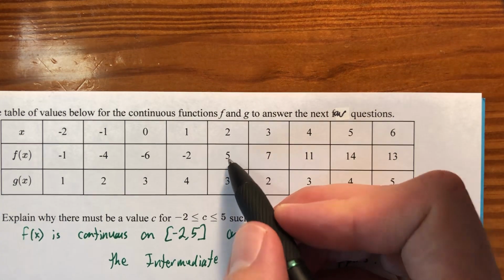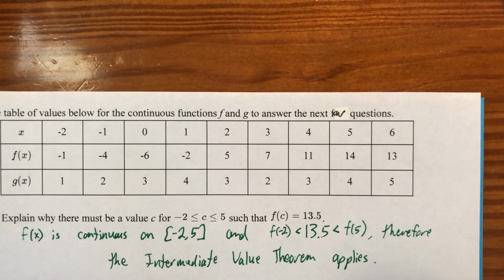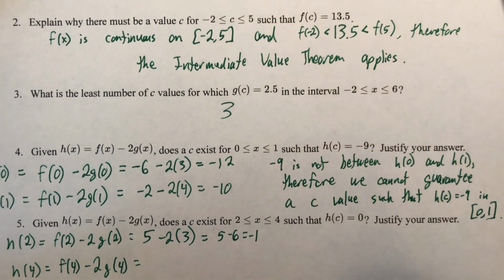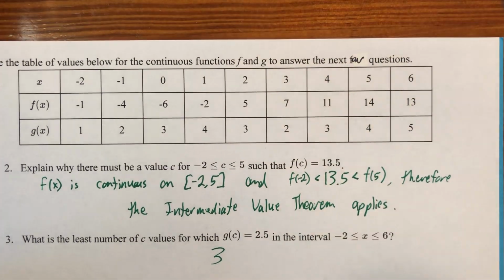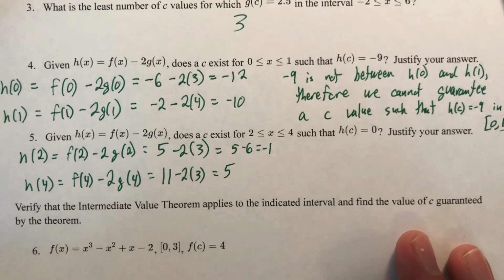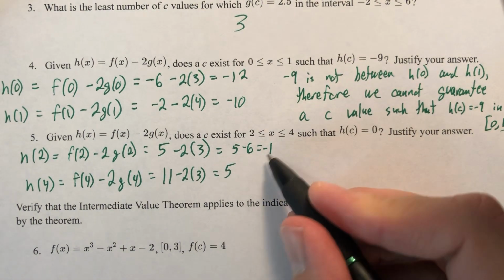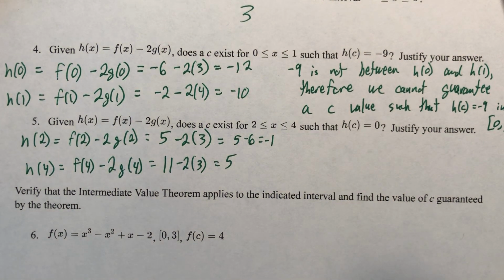So F of 2, that'd be a 5. You can't see what I'm writing, but you will in a minute. G of 2, that'd be a 3. And that's going to give me 5 minus 6, which is -1. Okay, good. So far, so good. And F of 4, which is 11, minus 2G of 4, which is 3. And that's going to give me a 5. Okay, here we go. You can see what I'm writing now. So, question for you, is 0 in between these two values? The answer is yes. We have met the two conditions for the intermediate value theorem. Therefore, we can guarantee, we don't know what the X value is, or the C value technically, but we do know that there is one that exists.